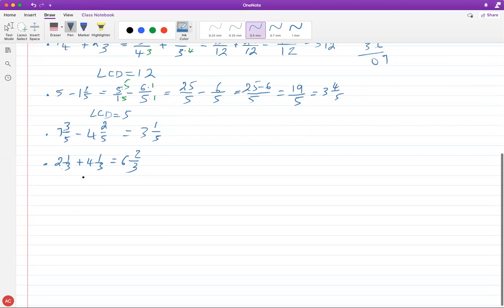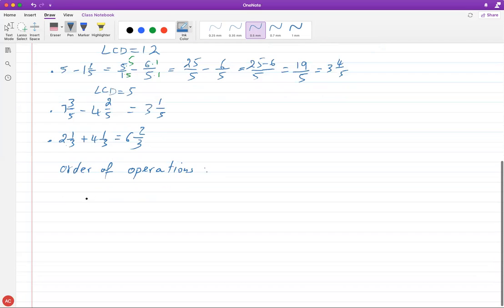Okay, now let's see if you have multiple numbers, not just 2, maybe 3 or 4. So just like the order of operations, if you have multiple fractions or multiple numbers, we can always use the order of operations to simplify them. So let's say you have 2 1/3 plus maybe 4 and some fraction here, 1/6, for example. You have 3 numbers, they're all different. So what do you think we do first?